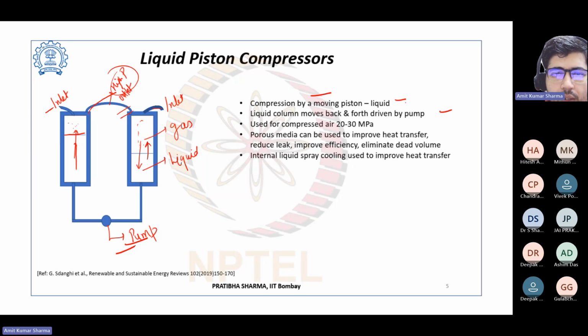It is used for compressed air at 20-30 megapascal. Porous media can be used to improve heat transfer, reduce leaks, improve efficiency, and eliminate dead volume. Internal liquid spray cooling is used to improve heat transfer. So this is a very good review paper. You can search and read more about these compressors.